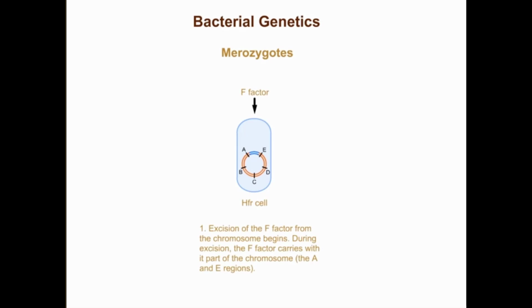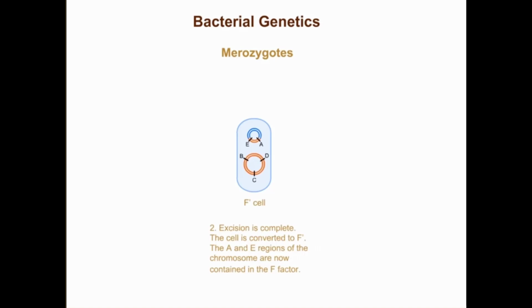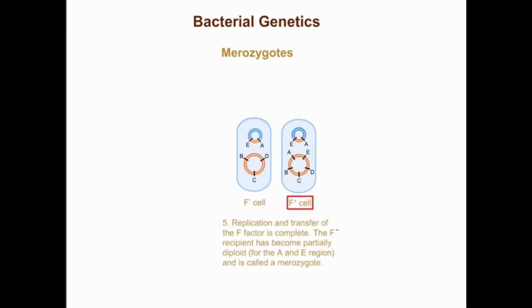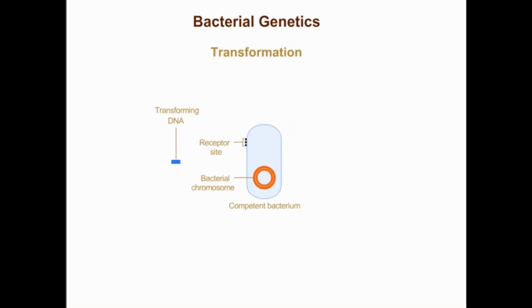HFR reversion to F+. The F factor can lose its integrated state, causing an HFR strain to revert to F+. In this case, the F factor may carry adjacent bacterial genes along with it, leading to an F' strain. An F' bacterium can initiate conjugation with F- cells and may transfer chromosomal genes to the F- cell on the F factor. In this case, a partially diploid cell, a merozygote, is formed. The recipient cell has a complete chromosome plus the newly introduced chromosomal genes.